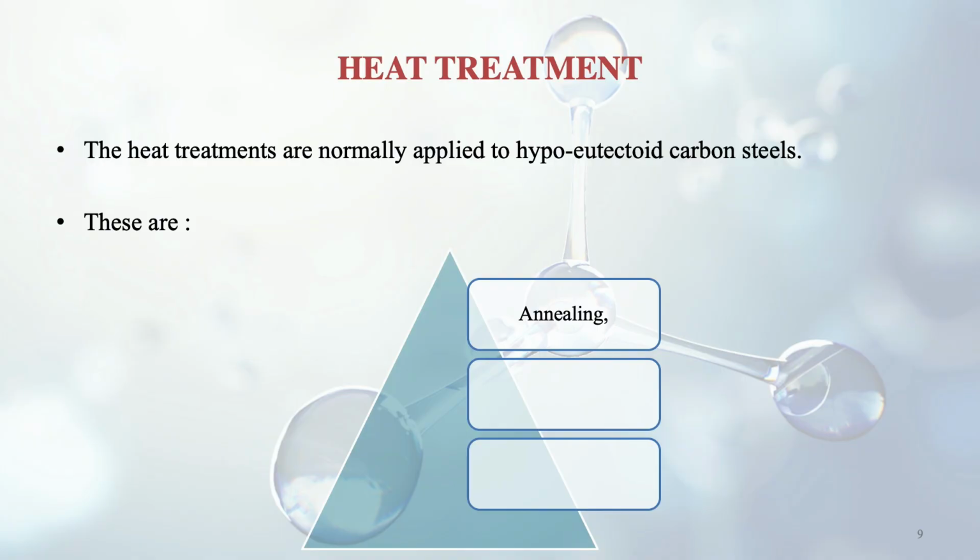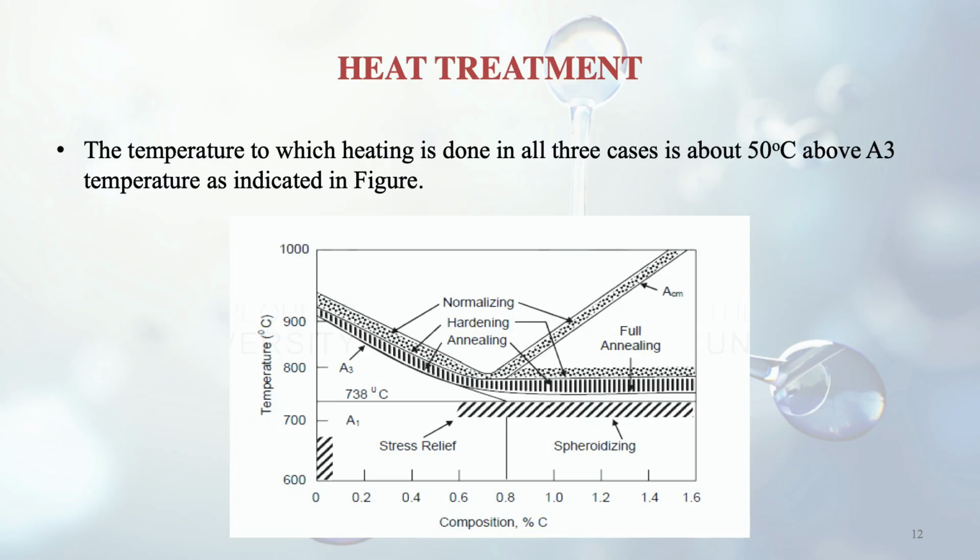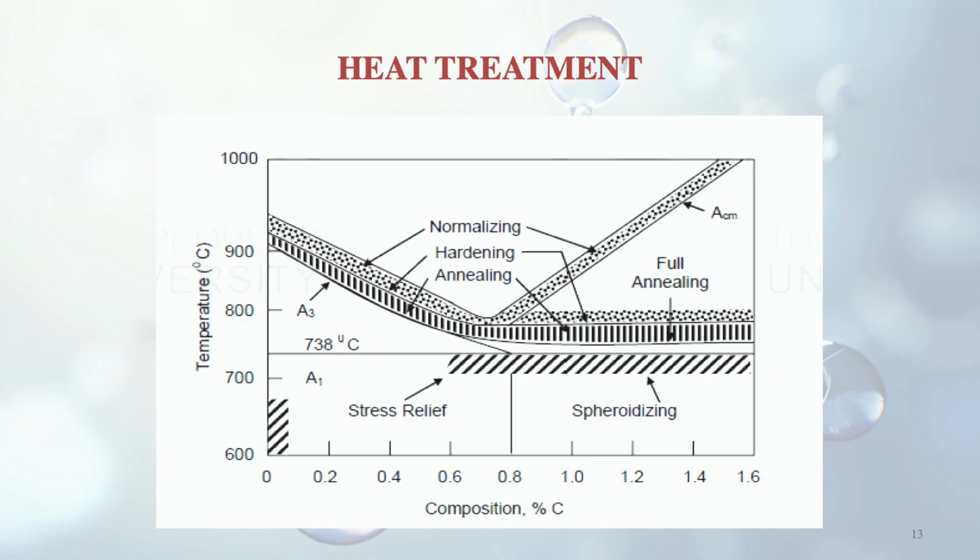The heat treatment processes are basically named annealing, normalizing and hardening. We will be discussing them here. The temperature to which heating is done in all these three cases is about 50 degrees centigrade above the A3 temperature, like we have discussed earlier. The A3 temperature is 910 degrees centigrade in the iron carbon phase diagram. Here is the figure for that. You can see there are three processes in the figure. The first one is annealing, the second one is hardening, and the third one is normalizing.